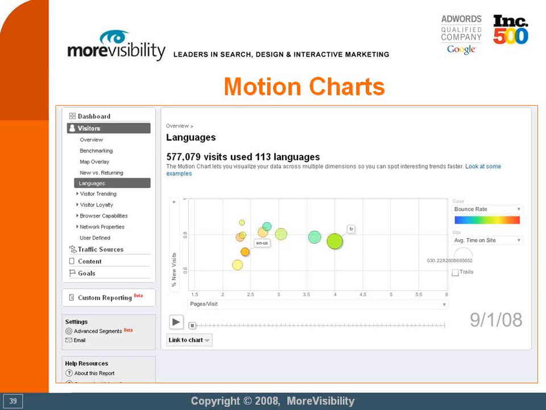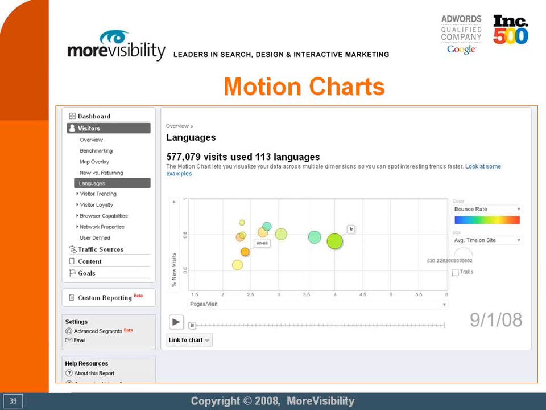So a lot of the English-speaking visitors to my particular website, they're bouncing at a pretty high rate, higher than the first one. The other one that's clicked on is FR, which is French. The size of the bubbles is determined by the average time on site here. So as you can see, again, the French language segment, they're really spending more time on my site. They're really looking at more pages, about a couple more pages than my English-speaking people.